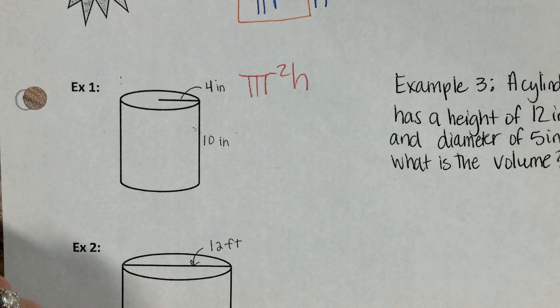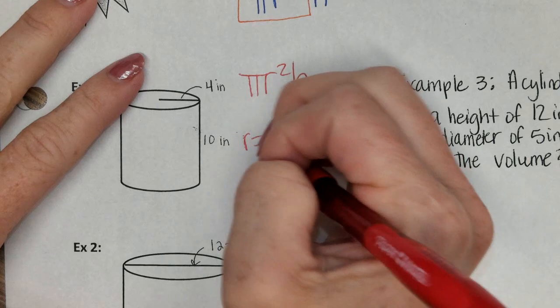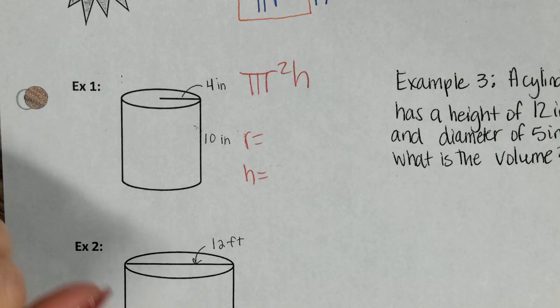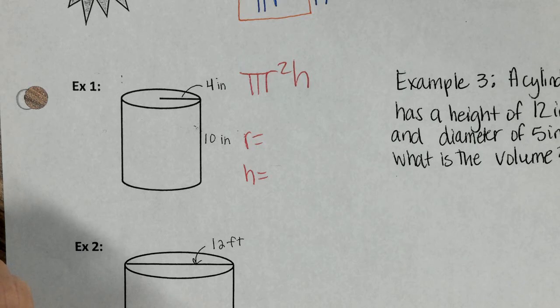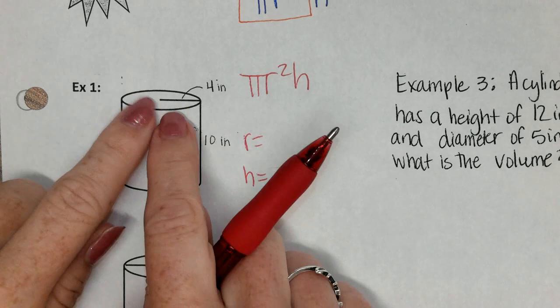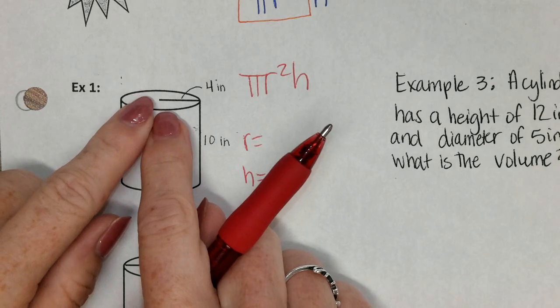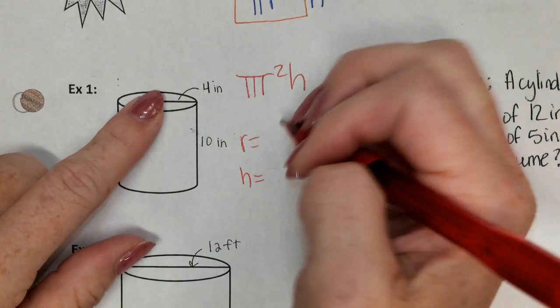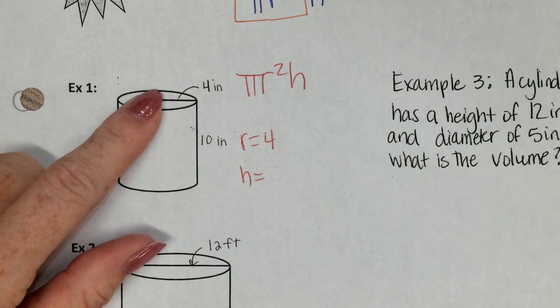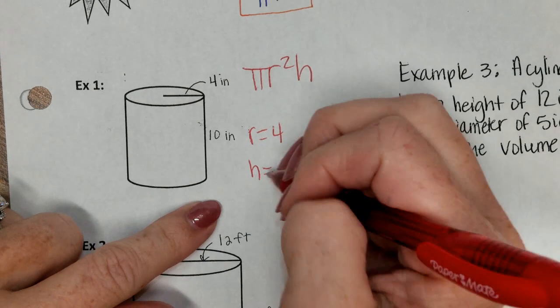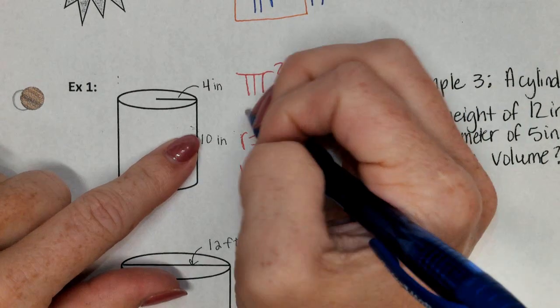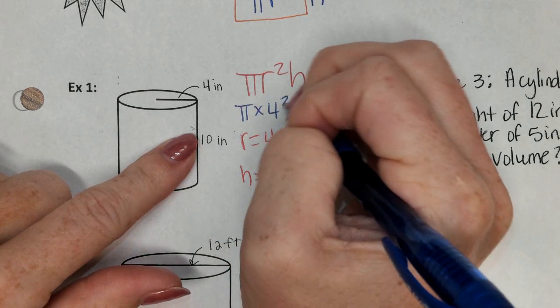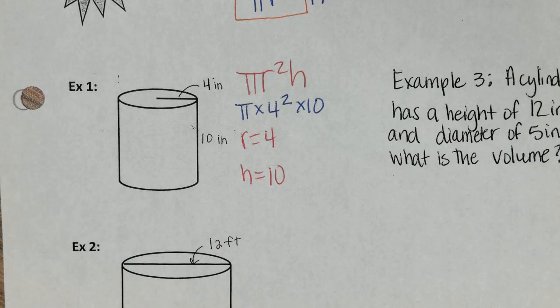To do this formula, I need a radius and a height. Where does radius come from? The circle. Find the circle and ask yourself, did they give me the radius halfway through? So I do not divide by 2. I simply write down the radius is 4. The height is 10. And then I fill in pi times radius squared times 10. And that's going to give me my answer.